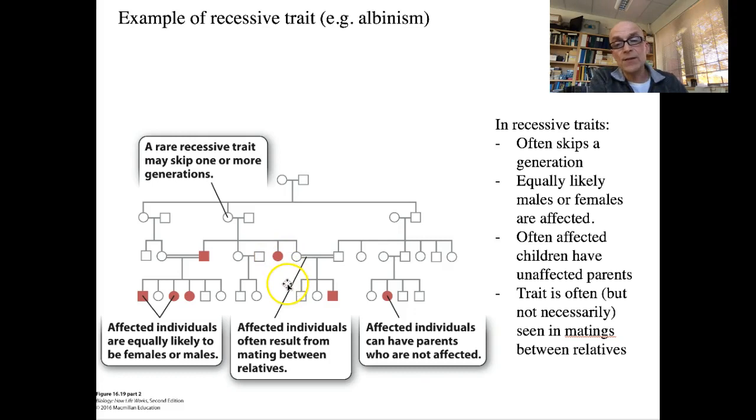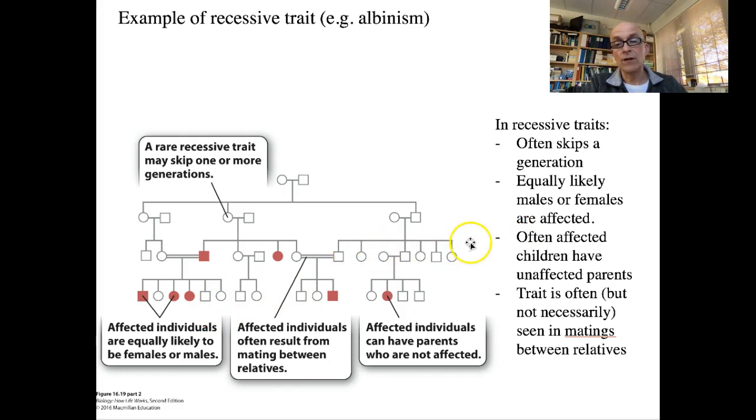And then oftentimes you see that the trait shows up when there's a mating between relatives, because a rare trait is not that frequent in the population. And so if it stays within a family, it's just more likely that it will then show up in the next generation when there's a mating between individuals from that same population, from that same family, in that same pedigree.